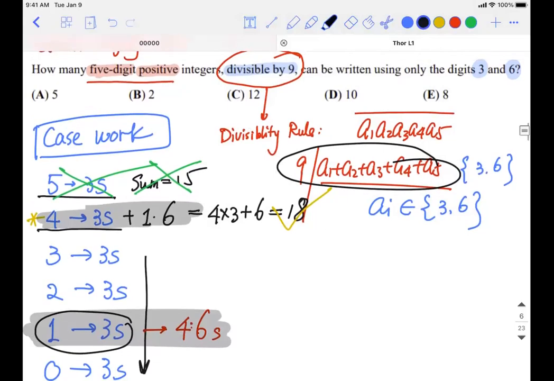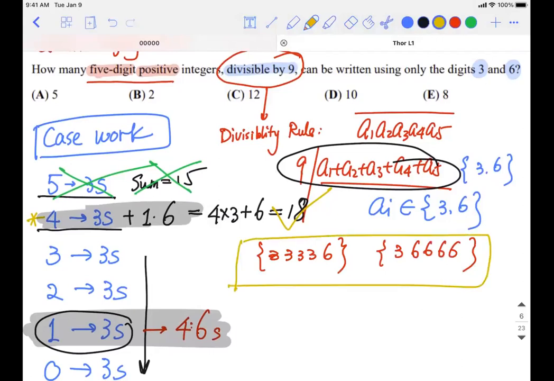So for now, the problem becomes how many integers I can create using either 4 3s and 1 6, or using 4 6s and 1 3. I'm going to write it here. 3 3 3 3 6. This is for one set. The other one is 3 6 6 6 6. How many integers can I create? This is a little bit of a counting problem, but not a big counting problem. So who can tell me how many numbers?